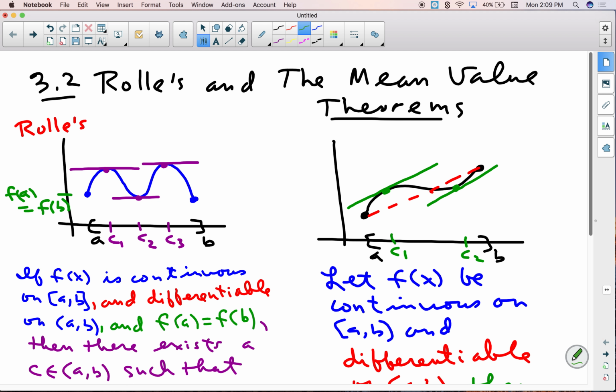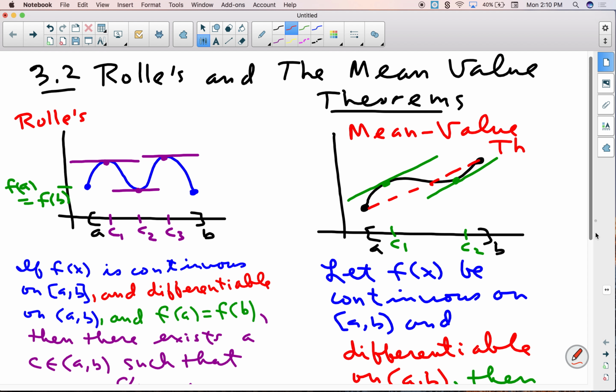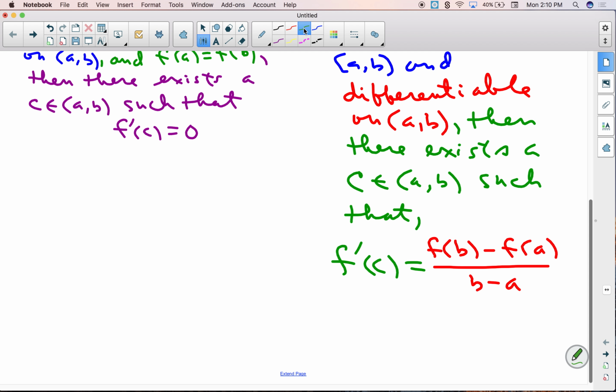But the theorem itself is an existence theorem. All it is stating is that there has to be at least one. This is called the mean value theorem. It's the difference between an average rate of change and an instantaneous one. Yeah, good, John. I'm glad you said that. Let me write that at the bottom: instantaneous rate of change and average rate of change.